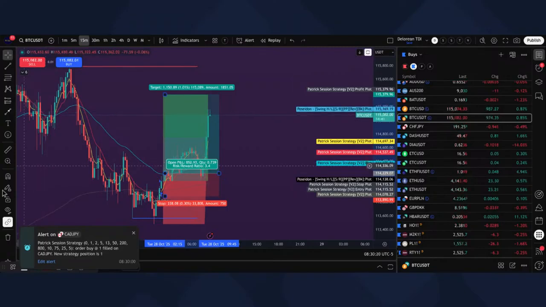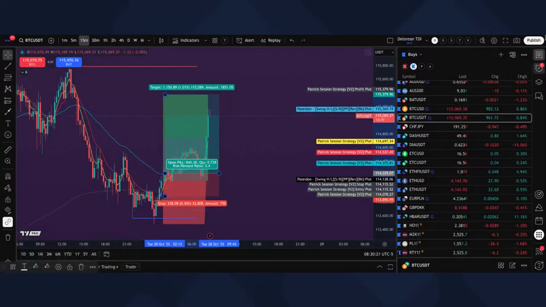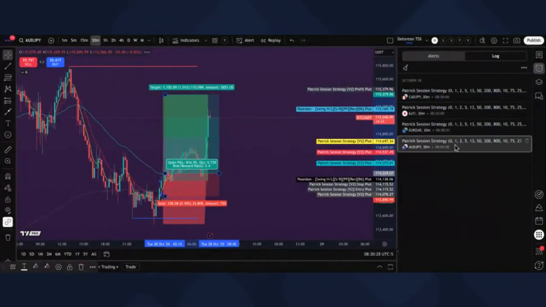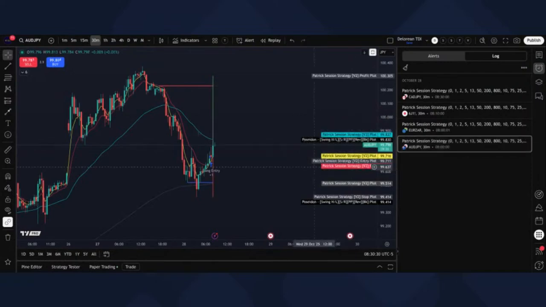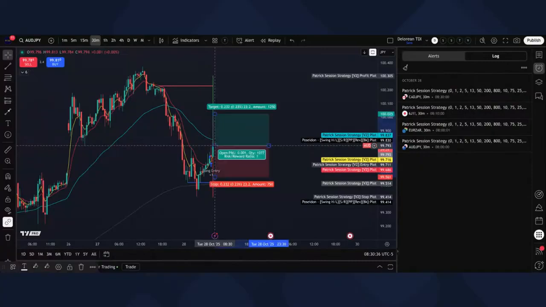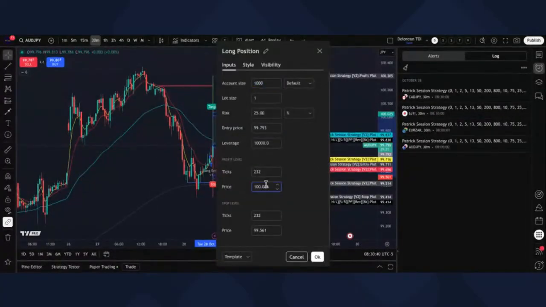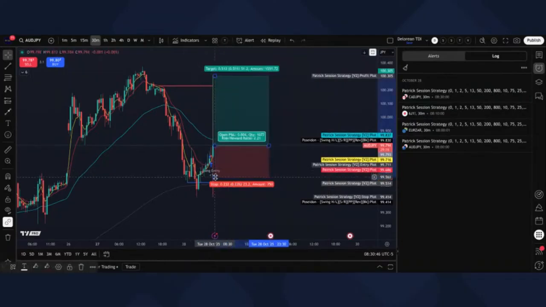All right, we'll come back to Bitcoin. Let's take a look at the trades that already got called off and see whether or not we have our entries. All right, we have an entry for Australian dollar versus Japanese yen. We're going to take that on a long, targeting 100.305. But to shorten up that stop.